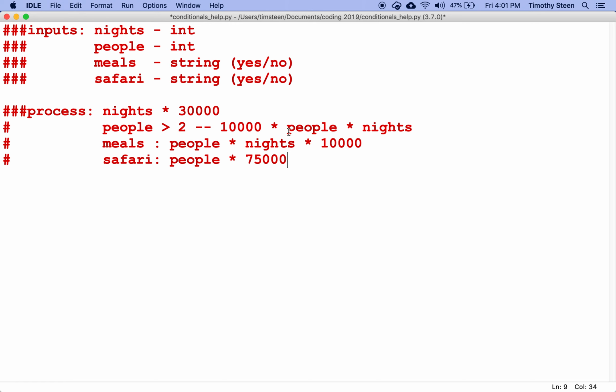Now, the only one that maybe is a little tricky is this one. Because if there's two people, they get zero. If there's three people, we have to charge them for one. If there's four people, we have to charge them for two. If there's five people, we have to charge them for three. So, how do we find out how many people we actually charge them for? We know that they type in a number like five, but we need to charge them for three. So, I'm going to let you ponder that. It's really not that hard, but it's an interesting math problem to figure out.